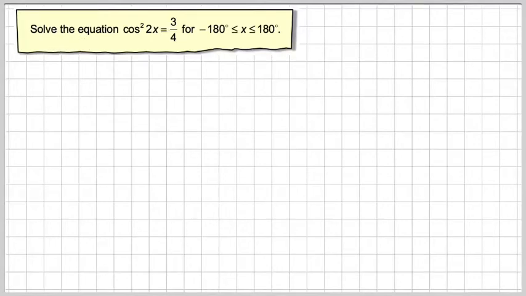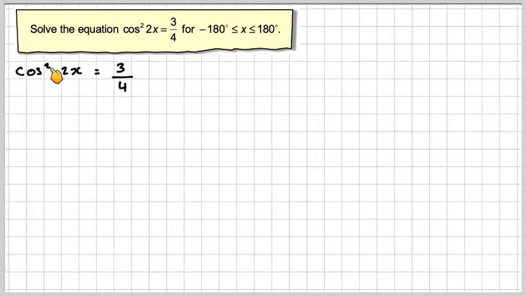Solve the equation (cos 2x) all squared is equal to 3 over 4, between x being between minus 180 and 180. Now, notice this is what we do. We take cos of 2x and then square it. This is what this means. It's like doing cos of 2x and then squaring.